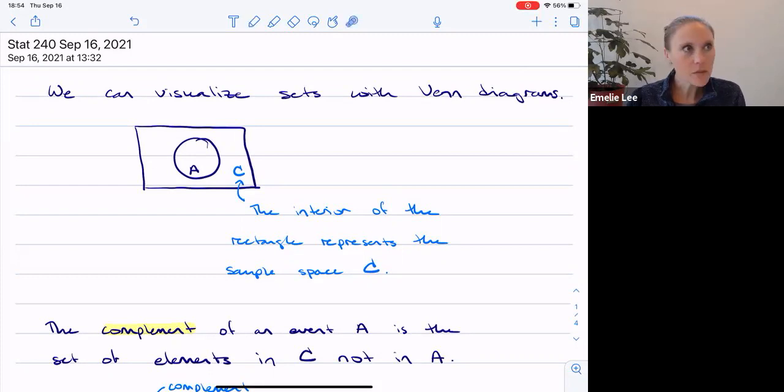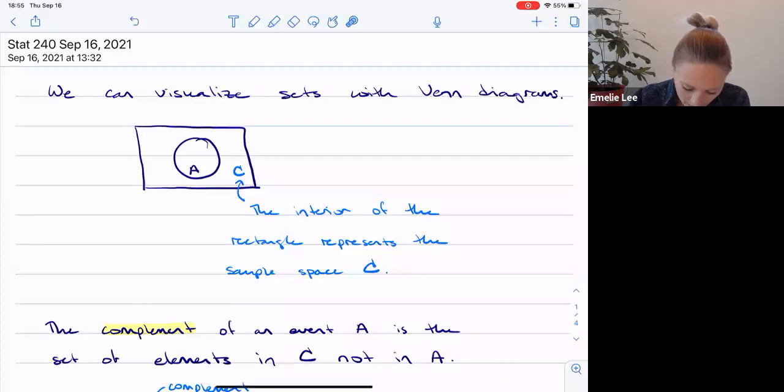So we can visualize sets using Venn diagrams, and they're going to be really useful, because sometimes it's hard to think about sets abstractly. If we can visualize them, that's going to be really useful most of the time. And so what we do is we draw a rectangle, and the rectangle denotes the sample space, so all possible outcomes.